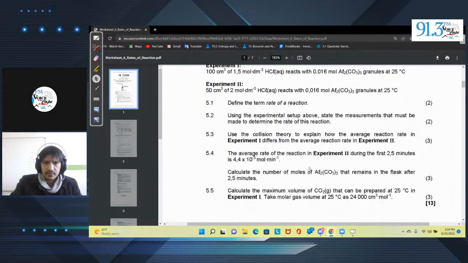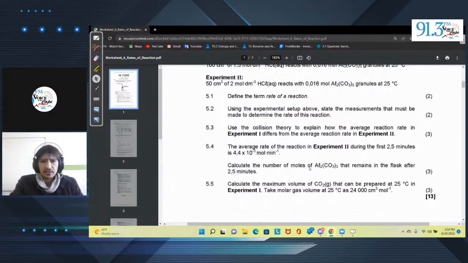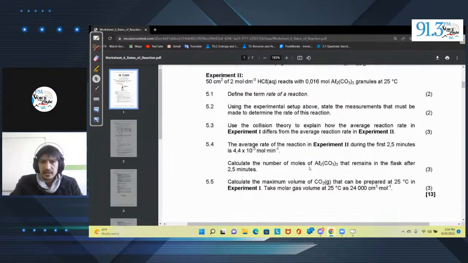Okay, now 5.4. The average rate of the reaction in experiment 2 during the first 2.5 minutes is 4.4 times 10 to the minus 3 mole per minute. Calculate the number of moles of aluminium carbonate that remains in the flask after 2.5 minutes. So they speak about the average rate of reaction.